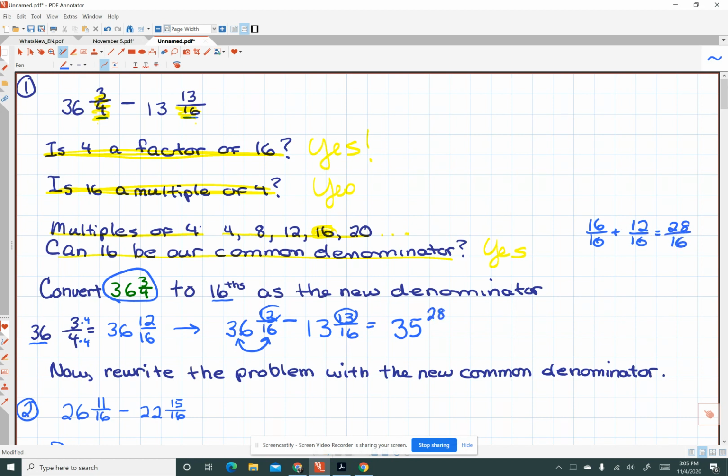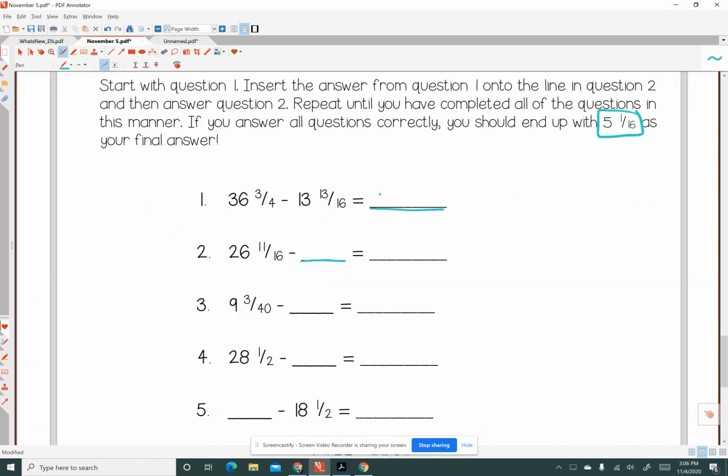So 35 28/16 minus 13 13/16 will equal 35 minus 13 is 22. We're working in 16ths. 28 minus 13 is 15. And that's a final simplified answer, 22 15/16. So we'll write that here and here.